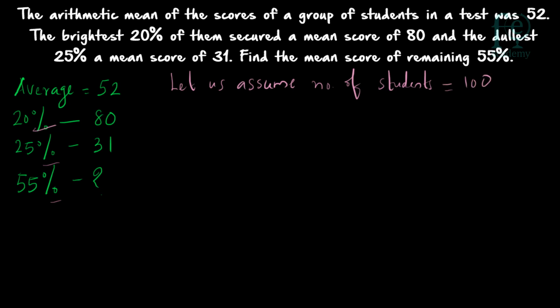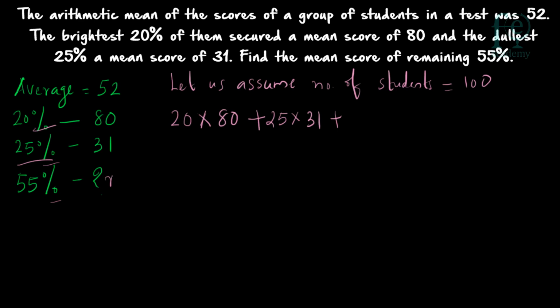So what is the formula? 20%, that is 20 students. 20 students' mean is equal to 80. So what is the total of these 20 students? 20 into 80. Number of students is 20 and the mean is 80. So the total of these 20 students is 20 into 80, plus we are trying to write the entire total. What about 25%? 25% means the number of students is 25, that is 25 by 100 into 100, equal to 25. So 25 into 31 will give us the total marks of the 25 students.